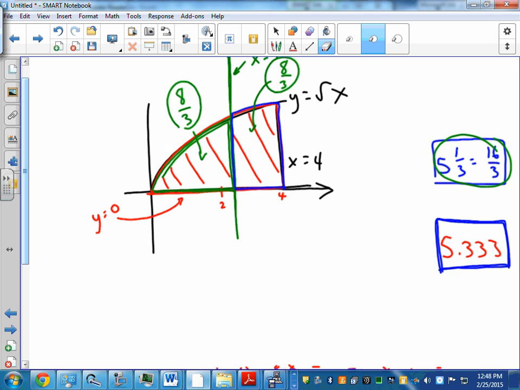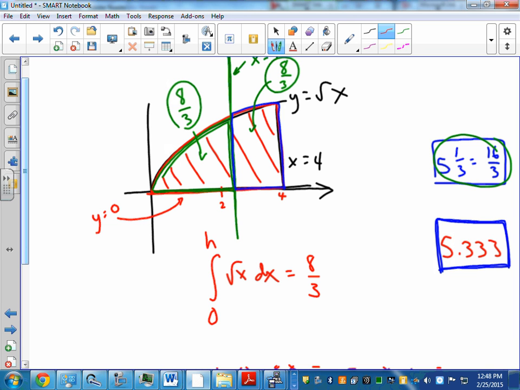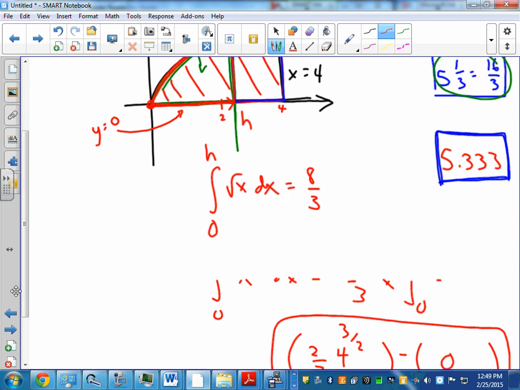Working from what we already know, when we integrate from 0 to an x value, we're supposed to get 8/3. The only question is, we don't know what h is. So when we integrate from 0 to h, going all the way out to there, the top is the square root curve, the bottom is still 0. That's supposed to give us 8/3. So this equation should be sufficient to solve for h.